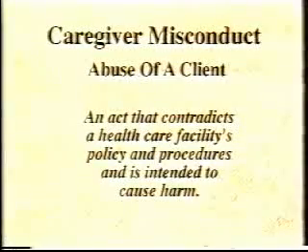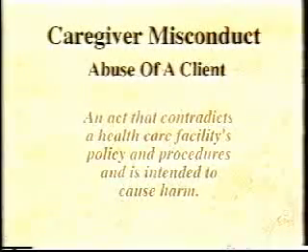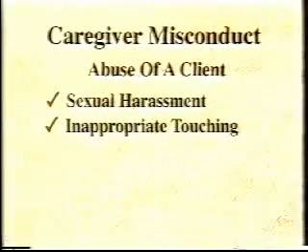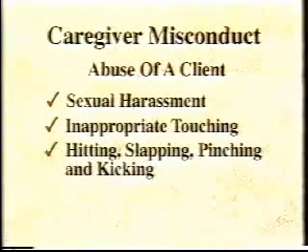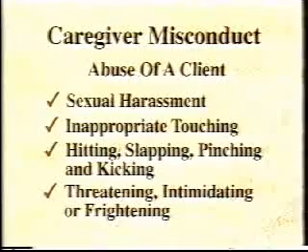Now, the harm or intended harm may be physical, mental, or emotional, and it may result in pain, injury, or even death. Some examples of abuse include sexual harassment or inappropriate touching of a client, hitting, slapping, pinching, and kicking a client. Abuse also includes acts that intend to threaten, intimidate, or frighten. The key to abuse is that the caregiver intended physical, mental, or emotional harm.